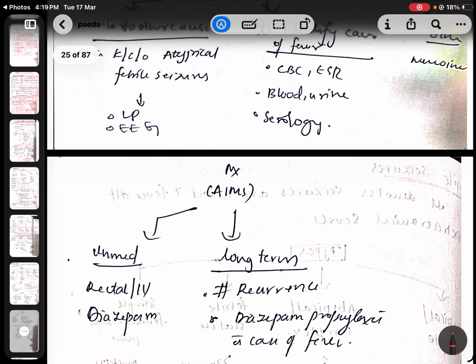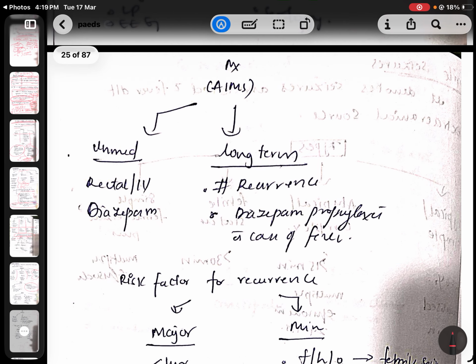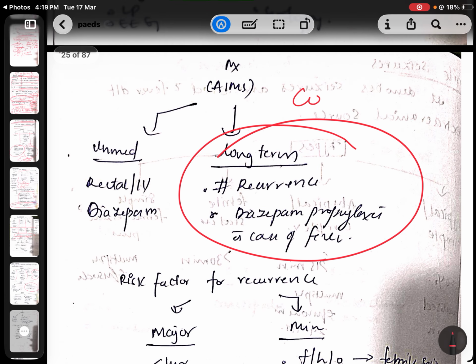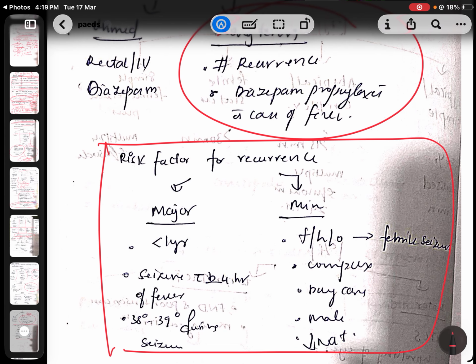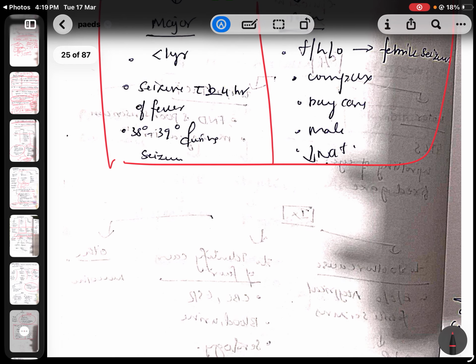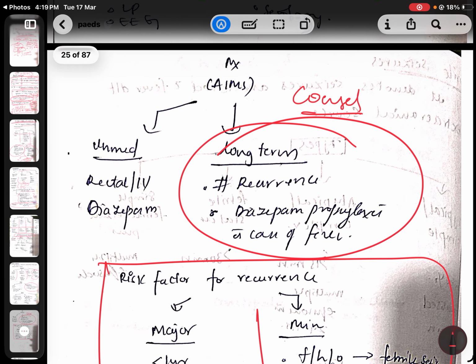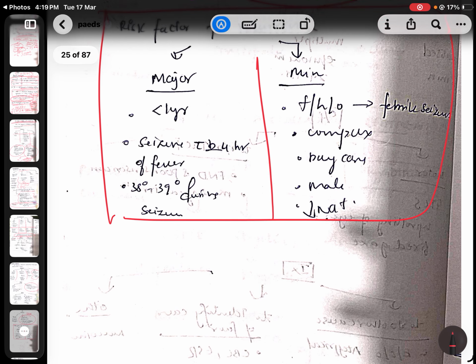Again, the major thing is you have to talk about the counseling part, how to counsel the family, that it's a normal thing. Again, you have to also talk about the recurrence. I don't know whether it's important, but I mentioned it because I felt it was important. So these are the risk factors, the criteria based on which you can say whether the baby has a chance to get seizures next time.